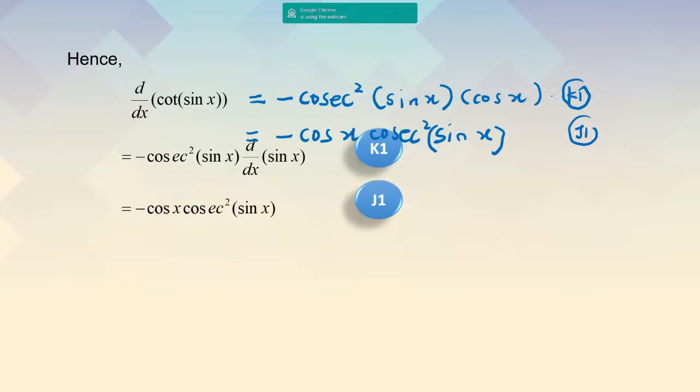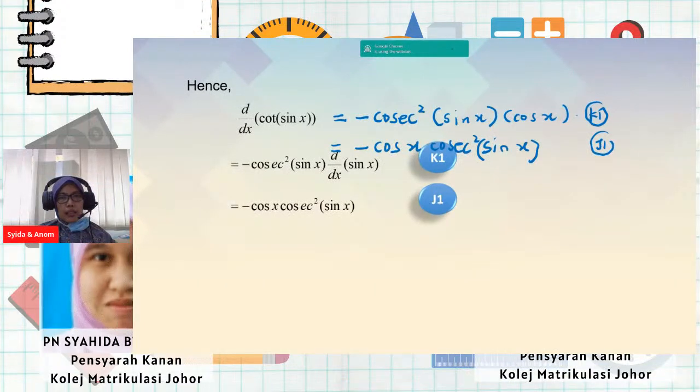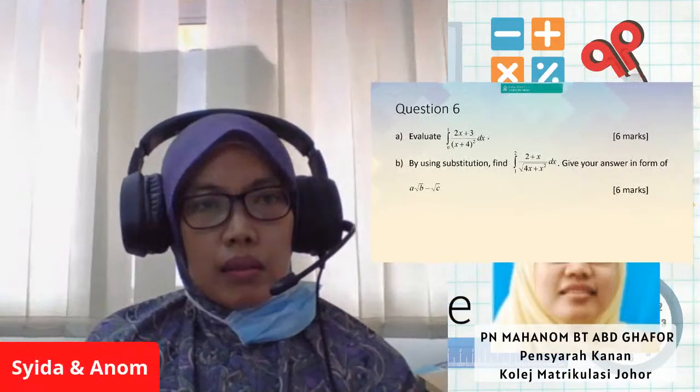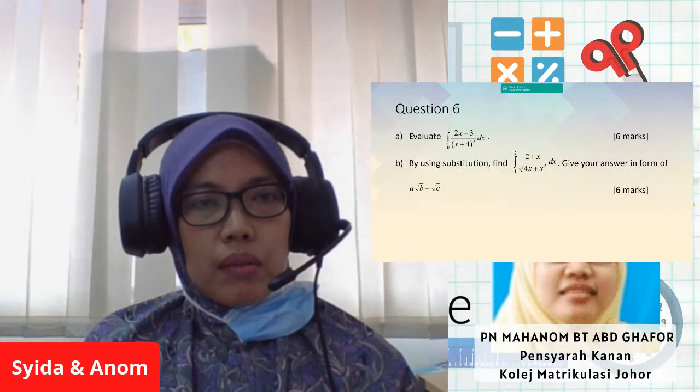Okay, next question. Question 6a. Evaluate the integral of 2x plus 3 over x plus 1 squared, by using substitution. You choose the substitution as the denominator. u is x plus 1, and then differentiate, 1. So du equals dx.